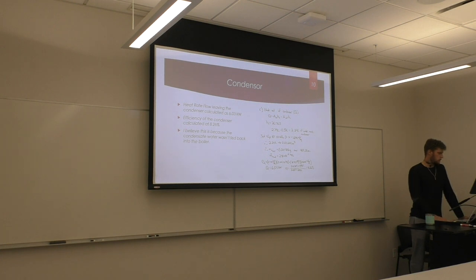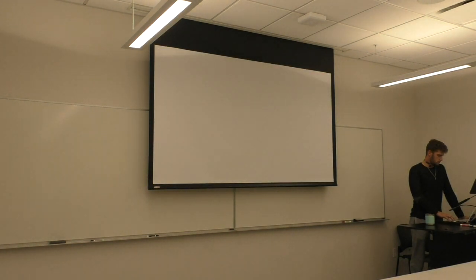For the condenser, we had a heat rate flow leaving the condenser at 6.03 kilowatts, and efficiency of the condenser calculated to be 8.26%. I believe that this is because the condensed water was not being fed into the boiler per a typical Rankine cycle in this particular experiment. And then the cycle efficiency ended up calculating out to be 4%. That is all. Any questions?